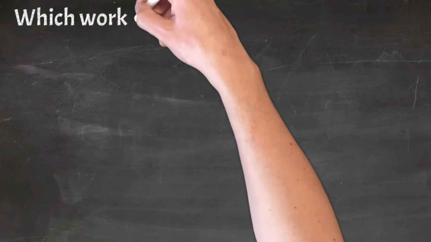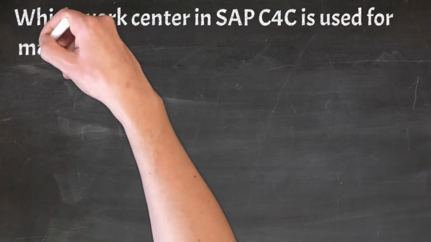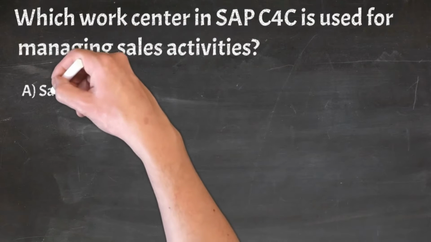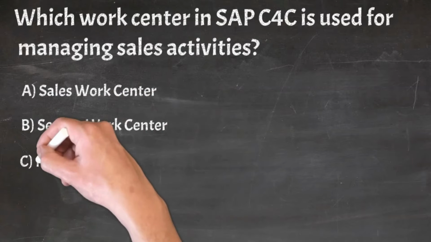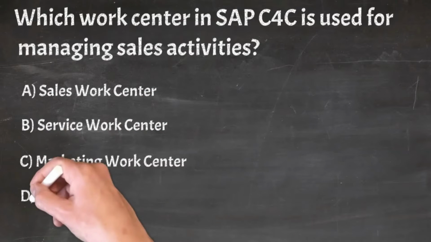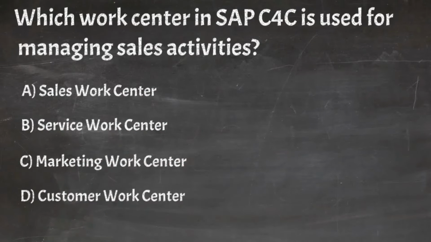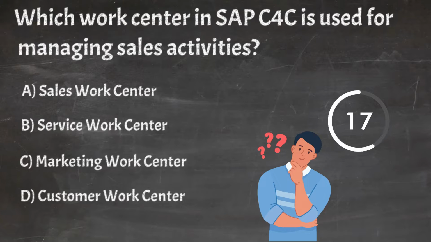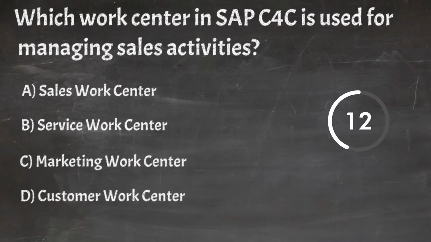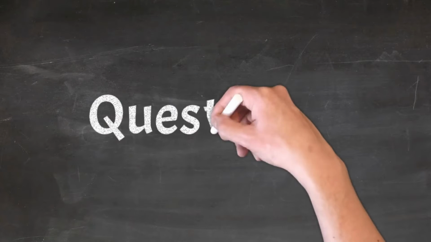Question 4. Which work center in SAP C4C is used for managing sales activities? A. Sales Work Center. B. Service Work Center. C. Marketing Work Center. D. Customer Work Center. Correct answer A.